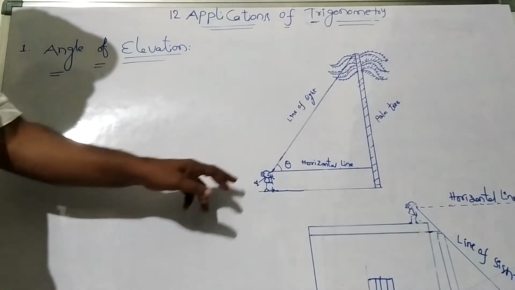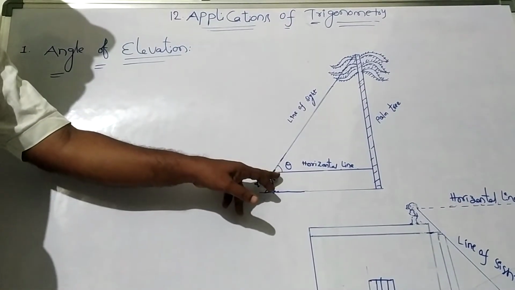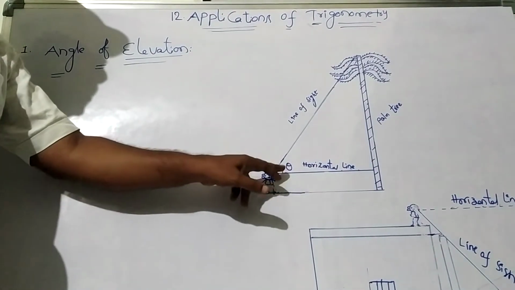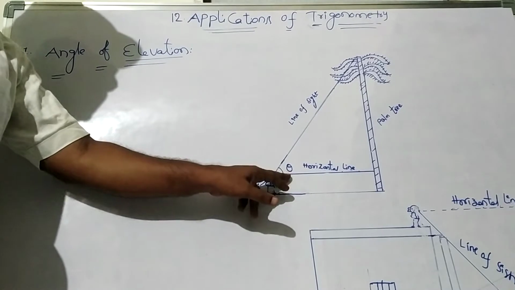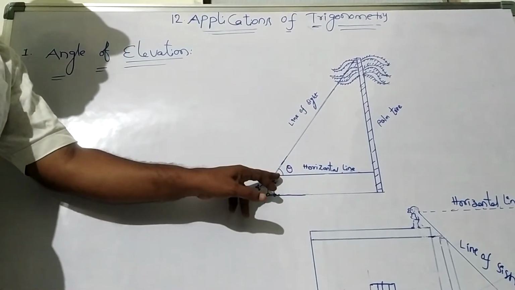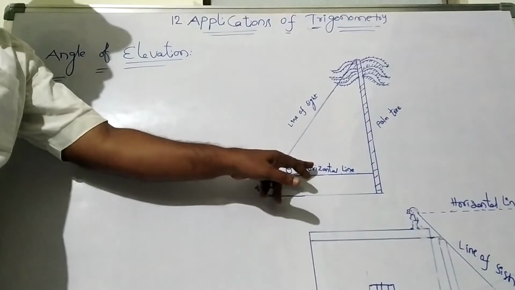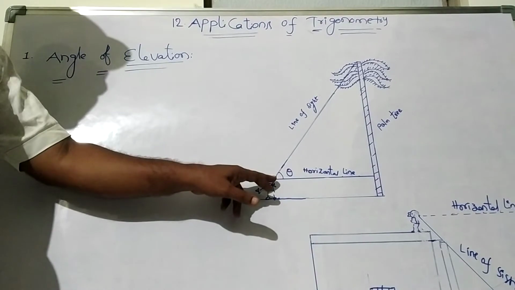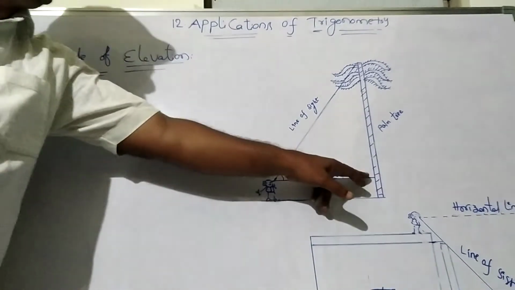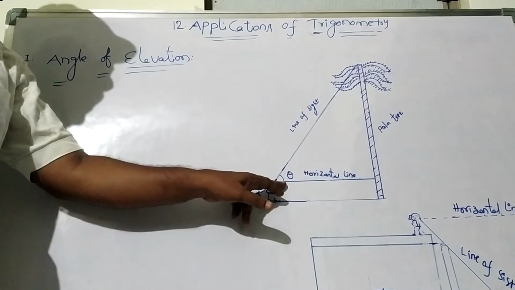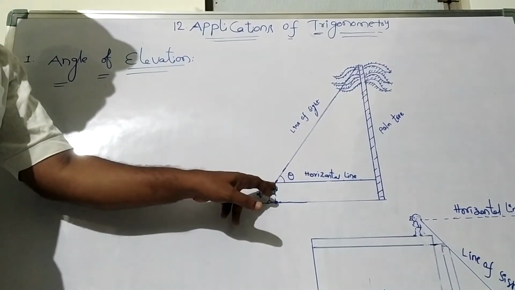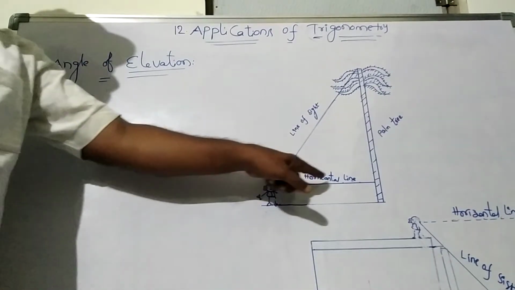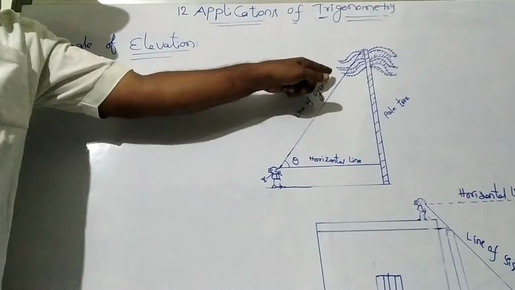Okay, and she also imagines one line that is parallel to the earth. So that is the horizontal line. So the horizontal line is the line segment joining from the eye of the girl to the palm tree. So this is the horizontal line and this is the line of sight.